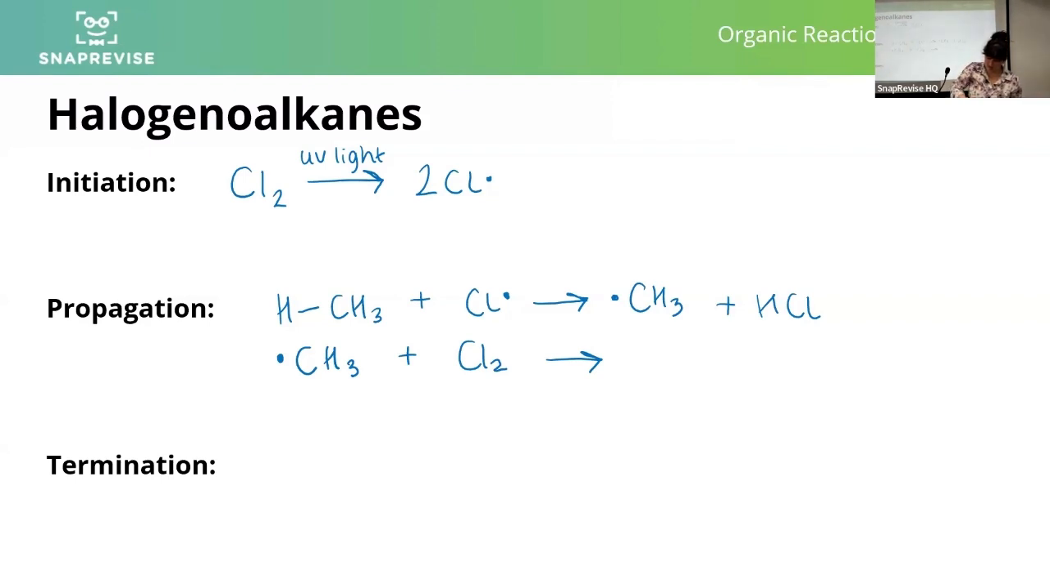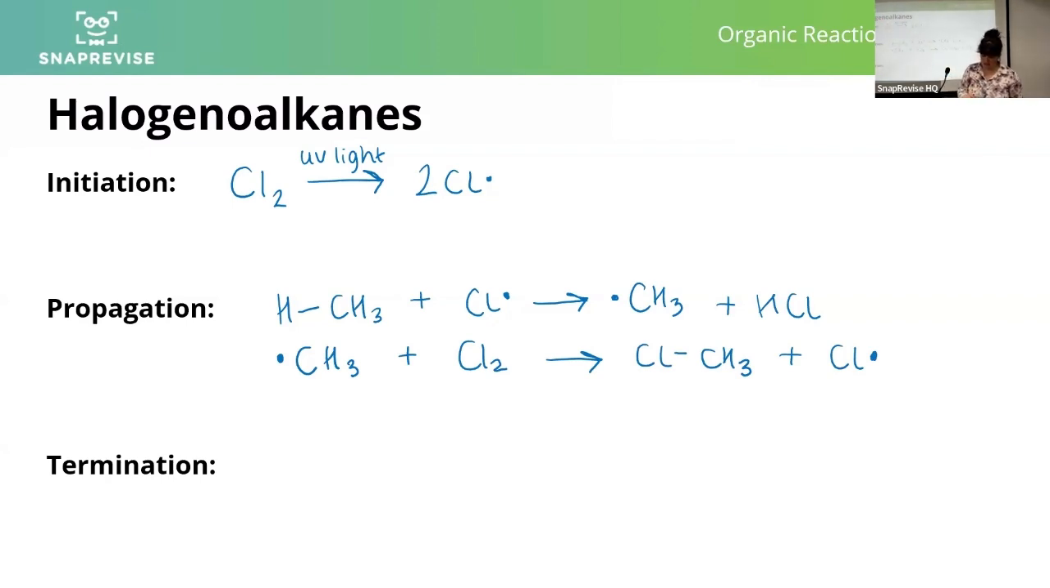That means we're going to end up forming a chlorine-carbon bond. And because we've broken the chlorine-chlorine bond, we end up with a chlorine radical. Again, we started with a radical and a normal species and we ended with a radical and a normal species. We have propagated the free radical substitution.